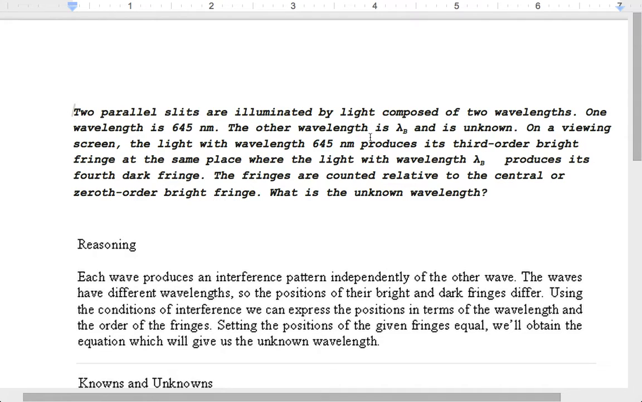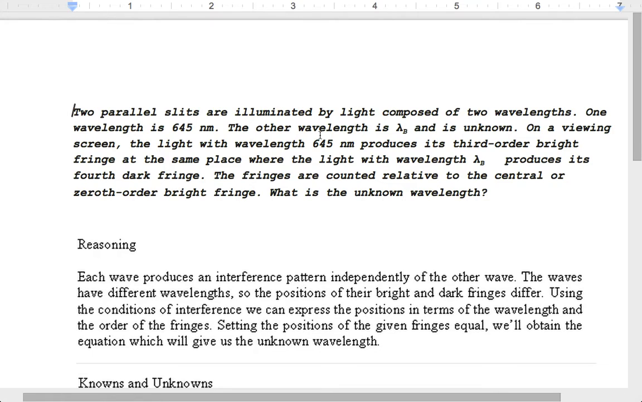All right, this problem is from chapter 27. It's number 6, and it reads: two parallel slits are illuminated by light composed of two wavelengths. One wavelength is 645 nanometers. The other wavelength is just known as lambda b and is unknown.